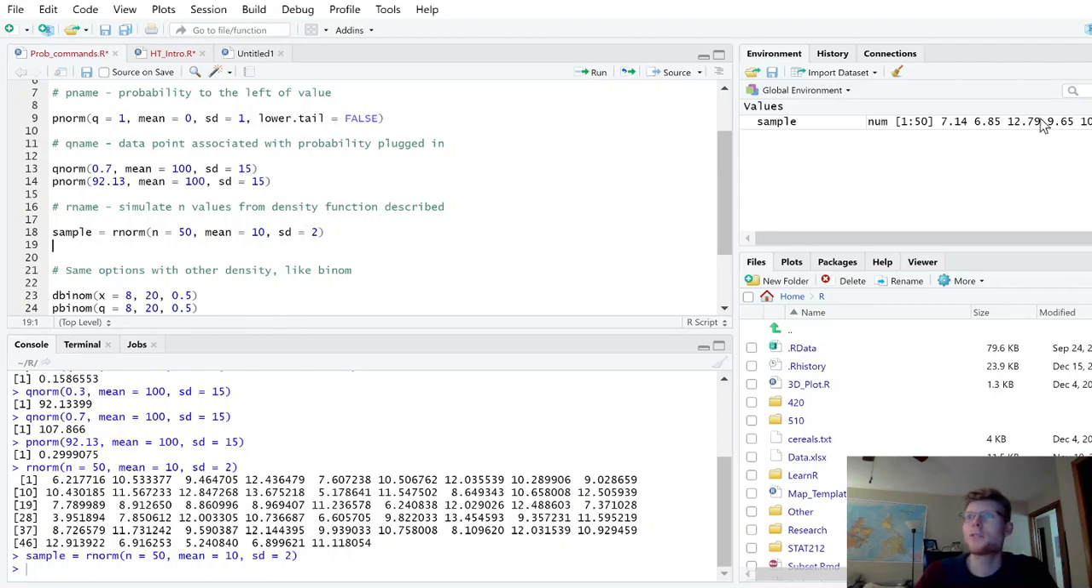All right, so now I've saved this under sample, and it's just going to show up in my global environment now. So that would be something I commonly do when I run something like this in R.